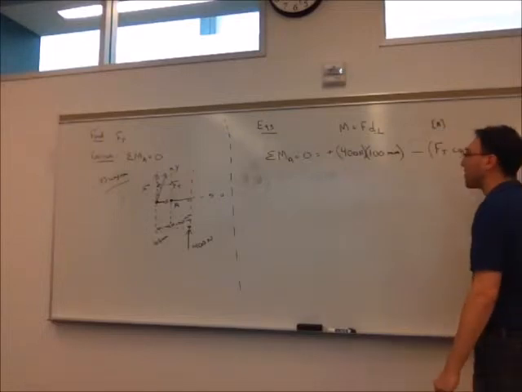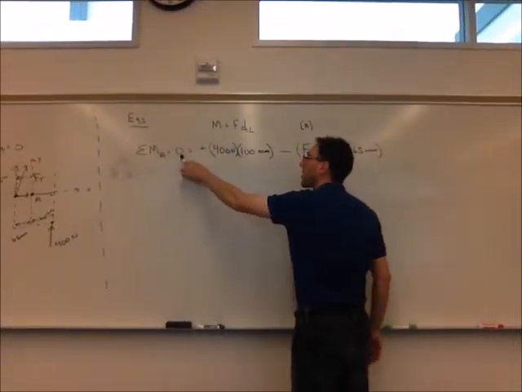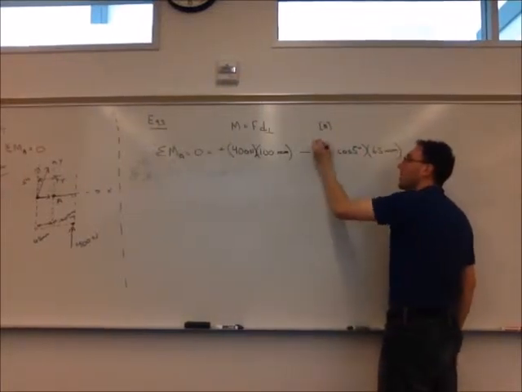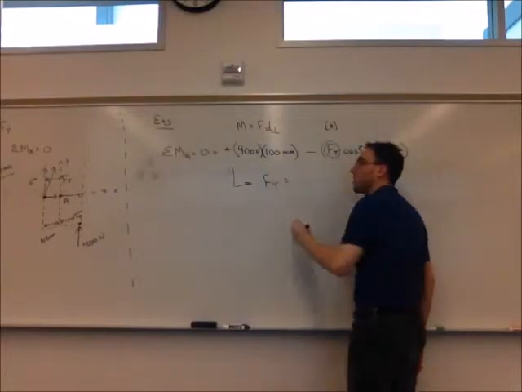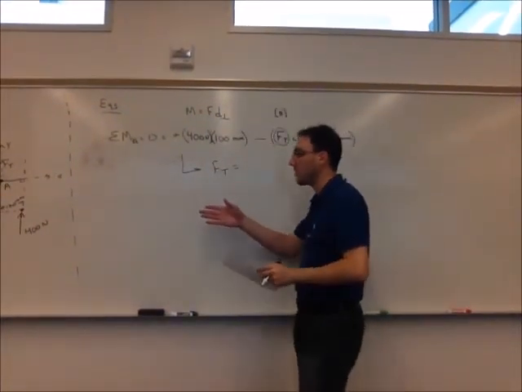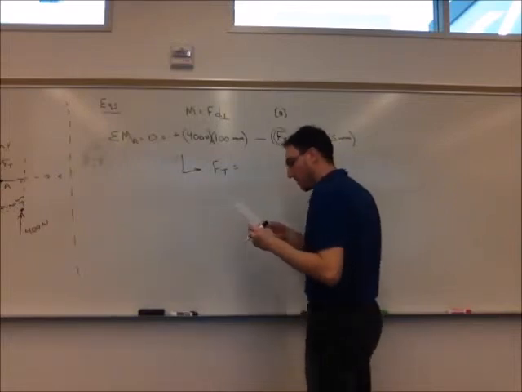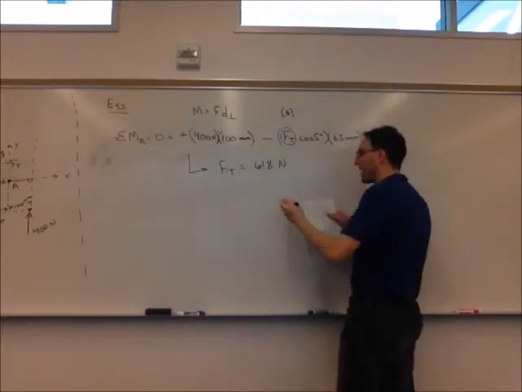So this is our complete equation for the sum of moments around A. We have one equation, and the only thing we don't know is this F sub t. So we can solve this for F sub t. The force in the tendon that will make it so that the moment around A is 0, we're going to get a force of 618 newtons.